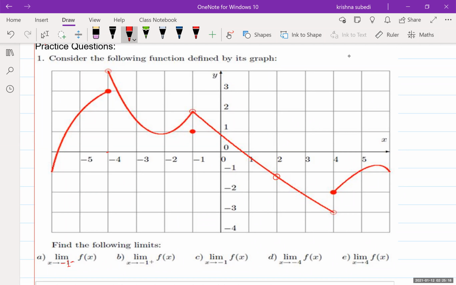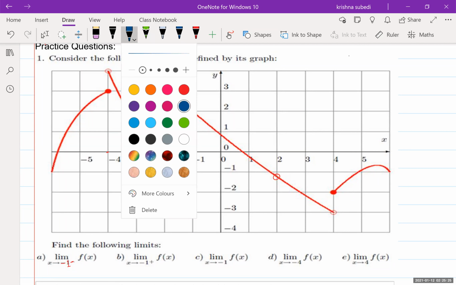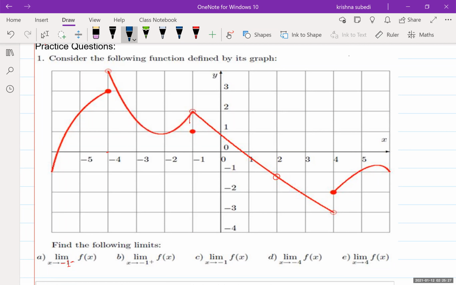So when x approaches -1 from the left, your height y value is approximately 2. And if you look at x tends to -1 from the right, still the approximate height is 2. So the answer, the limit is 2.